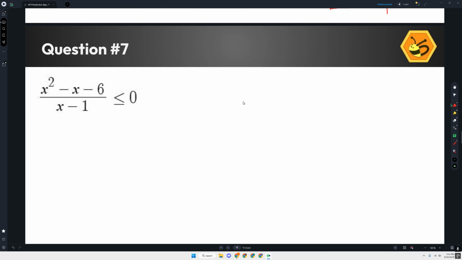So now we have rational inequalities. I will give the same amount of time. This is a pretty easy one. How to solve these.